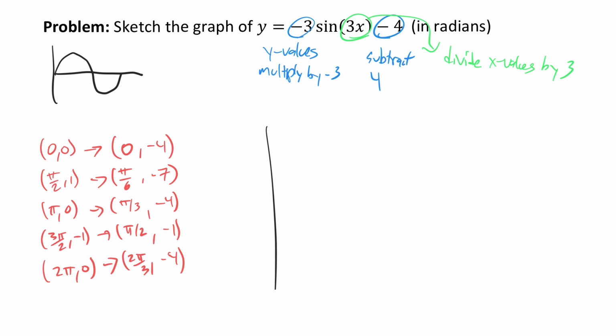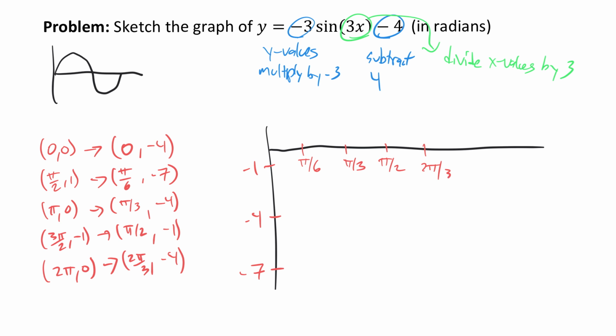All right. Go ahead and set it up. And we've got our largest point. Well, actually, maybe when we draw this, we might want to draw our axis sort of like this, because our highest point is actually up at negative 1. And then our middle point is down at negative 4, and the lowest point is at negative 7. Okay. Then we have our x values. You can just kind of evenly space them. So pi over 6, pi over 3, pi over 2, 2 pi over 3. And then just put the dots where they're supposed to go.